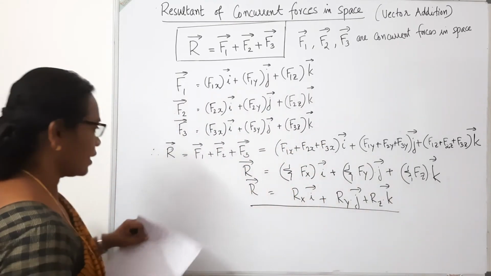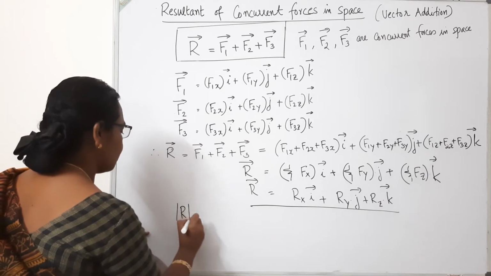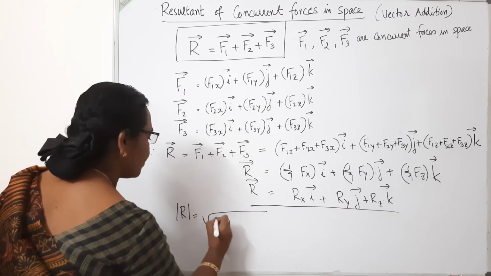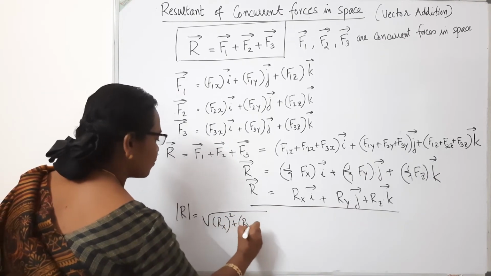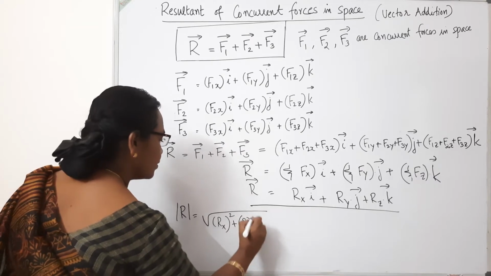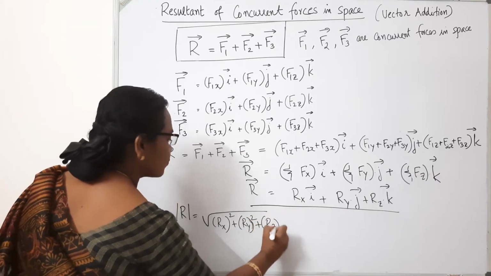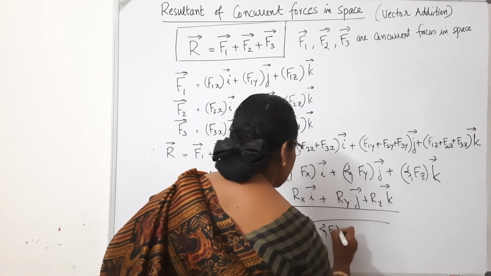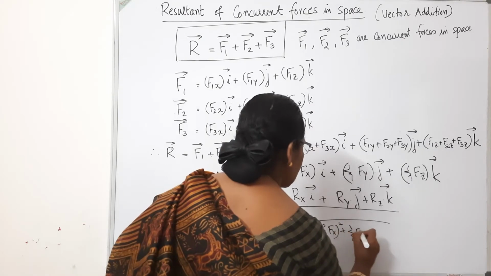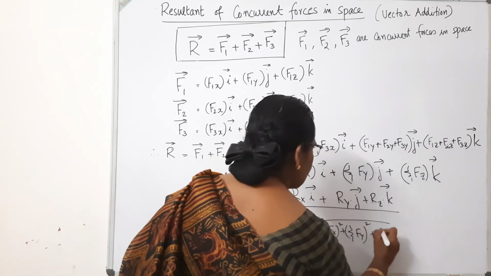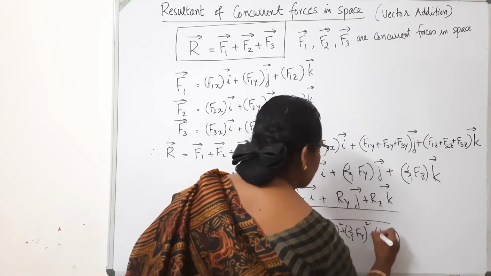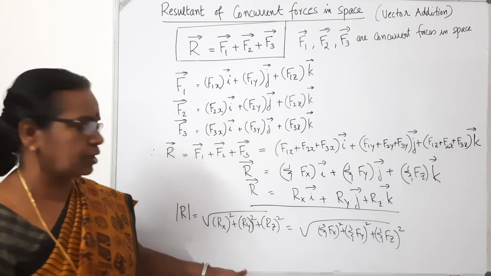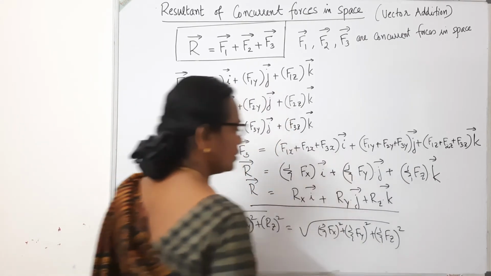So from this I can get the magnitude of the resultant. The magnitude of the resultant is nothing but the square root of Rx square plus Ry square plus Rz square. It is nothing but root of sigma Fx the whole square plus sigma Fy the whole square plus sigma Fz the whole square. In a two-dimensional system, we write R is equal to root of Fx square plus Fy square. Here there will be Fx square, Fy square plus Fz square.